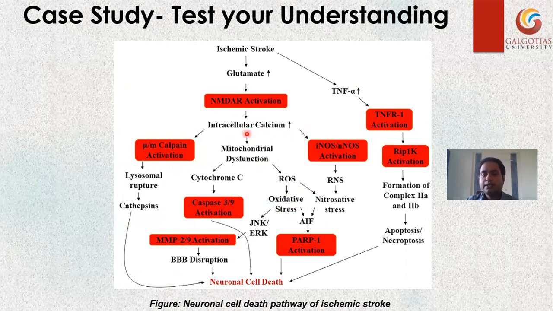So this is a typical neuronal cell death pathway of ischemic stroke, and you can identify the targets for potential inhibitor identification, a drug identification that can inhibit the target. So these red encircled proteins are potential targets for the treatment of ischemic stroke. So I hope that you can understand about the target.